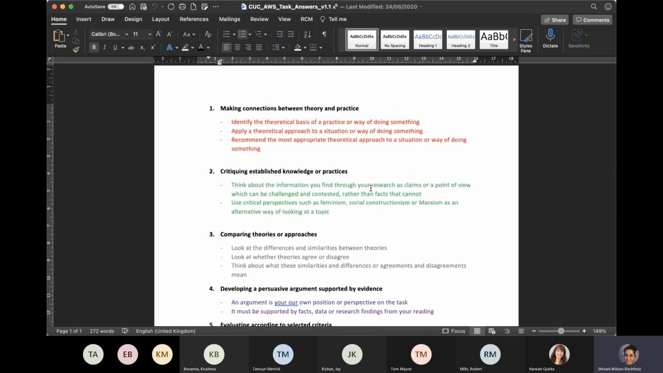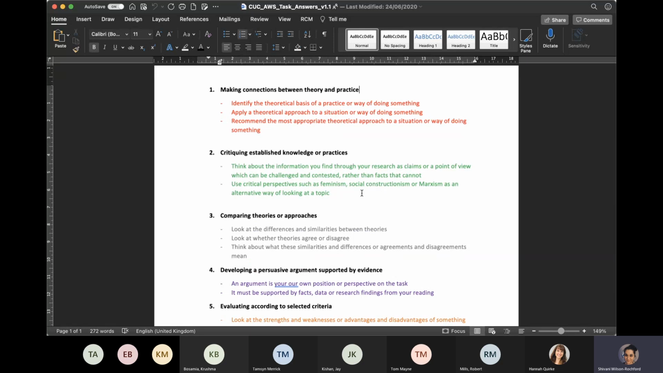And of course, if you need any advice on how to structure a particular argument, we've got handouts. You can book an appointment with us as well. So you can show us a particular paragraph and ask, is this evidence of critiquing established knowledge, for example? And we can provide you with advice on whether it is or not, and how you can refine it even further. So I will send this, as I said, in a slightly neater PDF format at the end of the session for you to refer to.